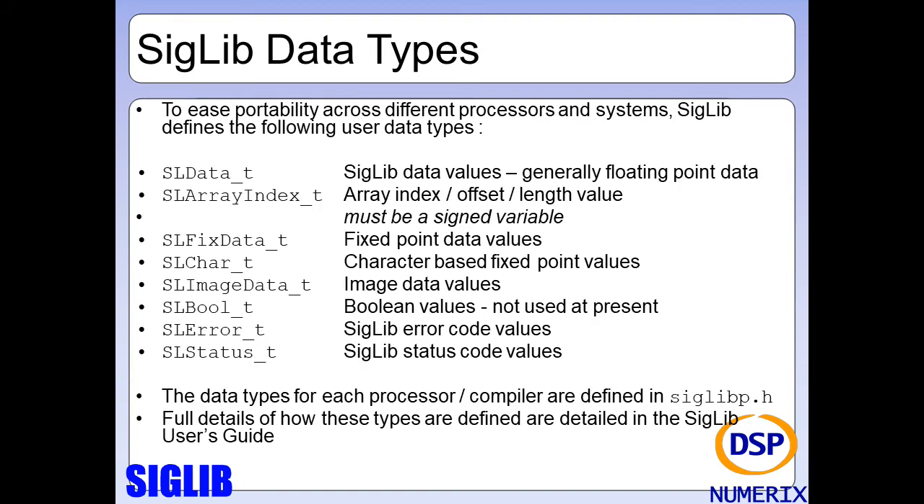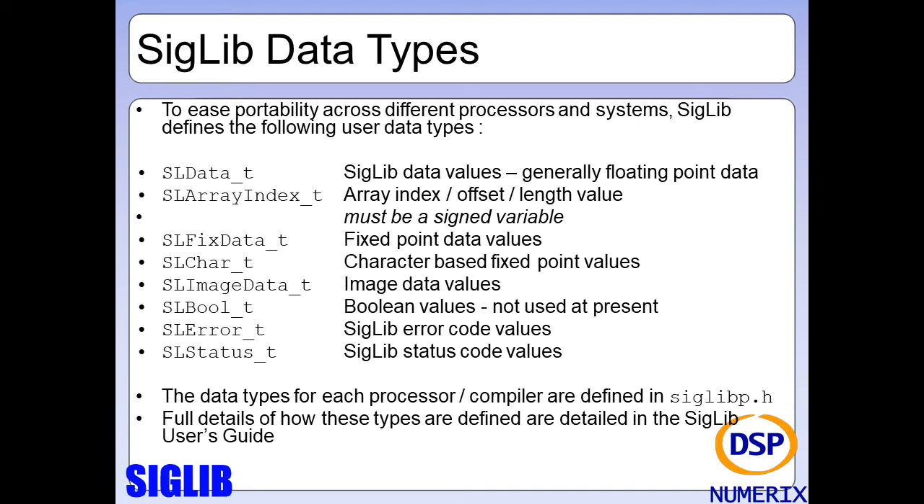One of the biggest problems to writing code that should be portable across multiple different processors and compilers is how to manage the different data types. Different compilers and different processors generally support different word lengths. SigLib incorporates different processors and different compilers through an include file called SigLib_p.h. SigLib_p.h specifies the characteristics of the compiler and the processor combination that you are using. You don't actually need to include SigLib_p.h in your source code because it's actually included from SigLib.h, which, as you know, is the main SigLib header file.